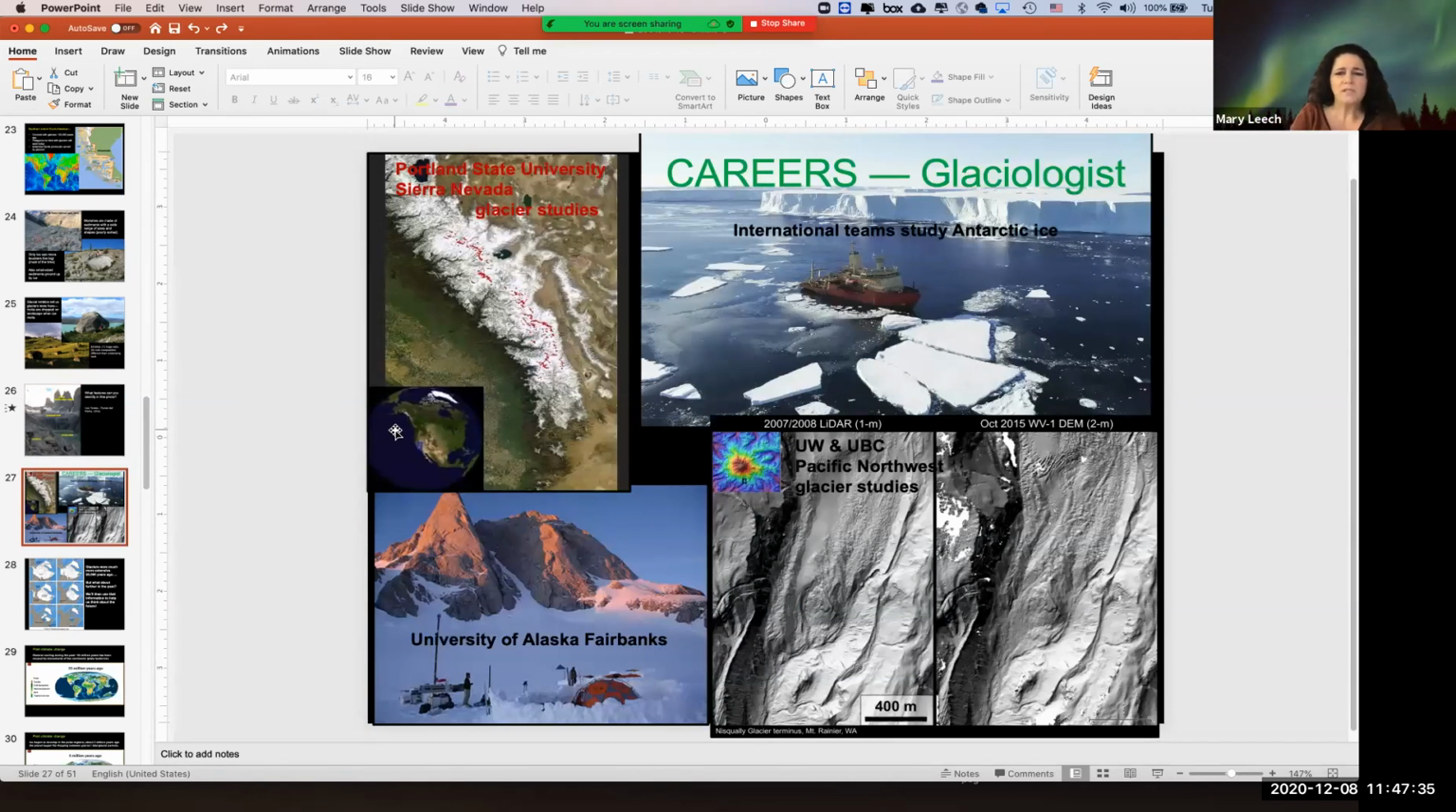A quick note to say, you can be a glaciologist. That is a job. People go on cruises to study Antarctic ice. There are people at Portland State that study glaciers in the Sierra Nevada. University of Washington and British Columbia study the glaciers in the Pacific Northwest.